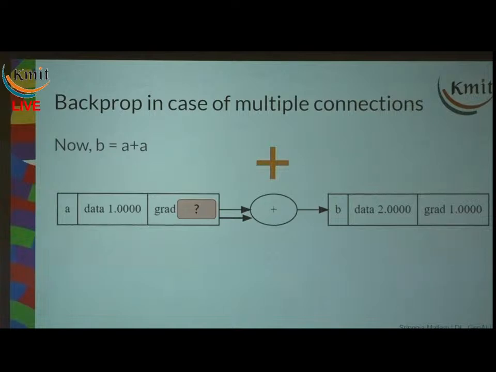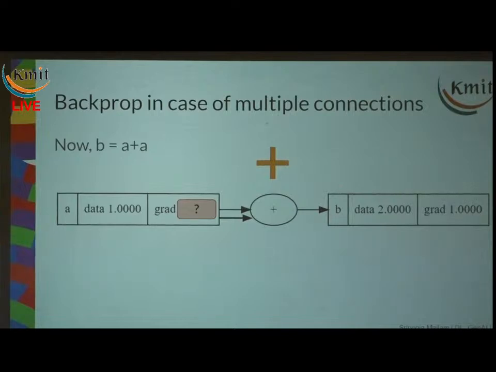Now again, I don't want to give the solution, but what do you think should be the gradient in this case? Basically B is equal to 2A. So what is the derivative of B with respect to A? B is equal to 2A, guys. I am asking dB with respect to dA, that is derivative of B with respect to A. It's 2. So the gradient value should be 2.